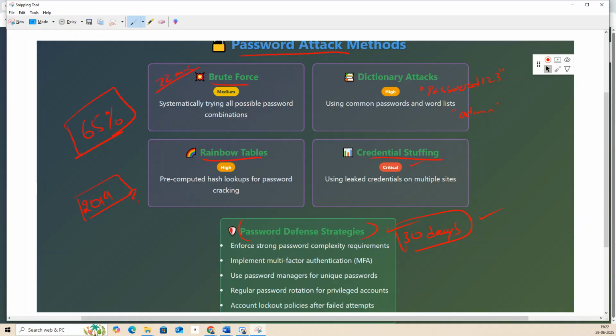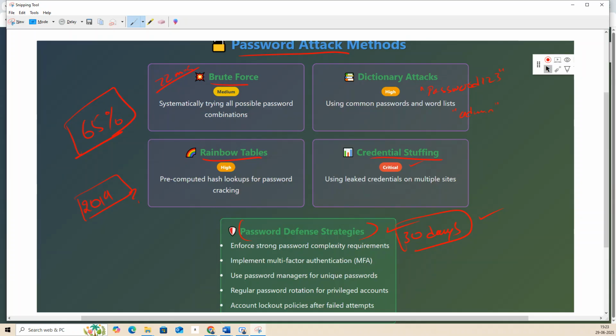Multi-factor authentication is your best defense. Even if attackers have your password, they still need your phone or authentication app. Password managers generate unique passwords for every account. You only need to remember one master password. Use regular password rotation for privileged accounts, not every account, but the ones that really matter, and account lockout policies after failed attempts. But be careful not to create denial of service vulnerabilities.